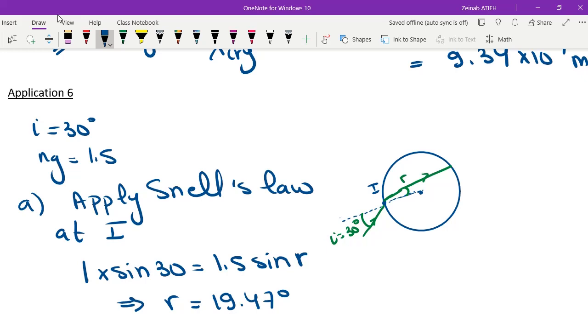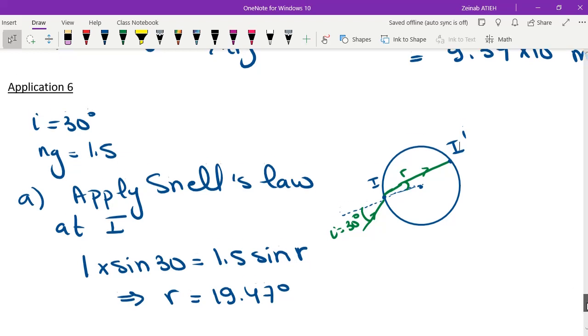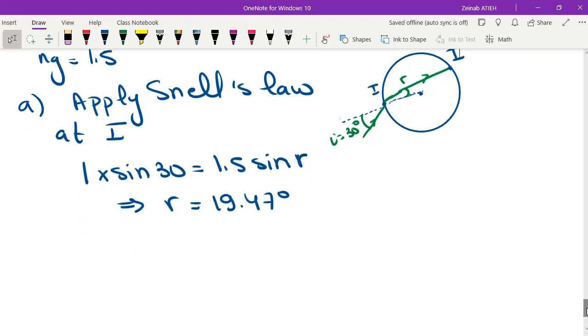Let me call it I prime, the second point of incidence. In this case it is going from dense to rare. It may undergo total internal reflection, or it may undergo normal refraction. So in this case I have to calculate theta critical. Okay, so let's calculate theta critical between air and glass. We are going from glass to air.